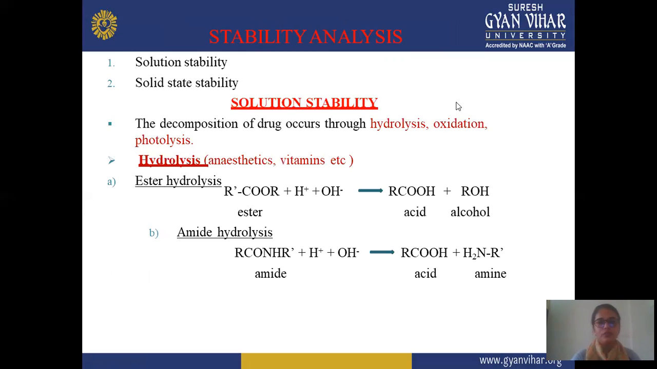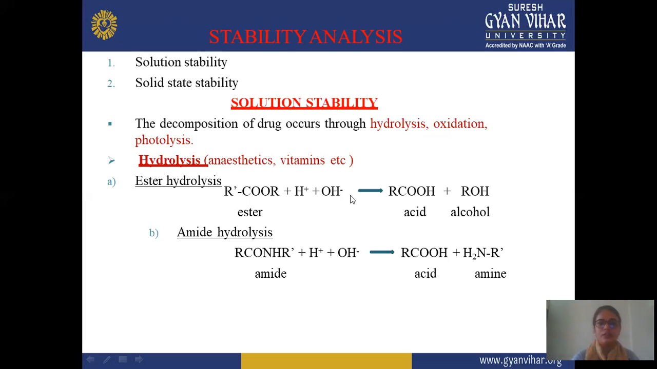Now we discuss the stability study for solution and solid state stability. In solution stability, the decomposition of a drug occurs through hydrolysis, oxidation, and photolysis. These are the 3 types for solution stability study. In hydrolysis, examples are anesthetics, vitamins, etc.